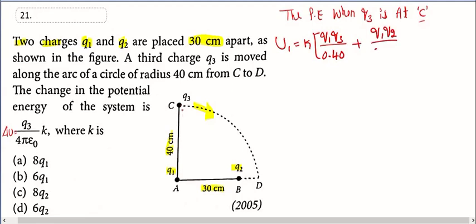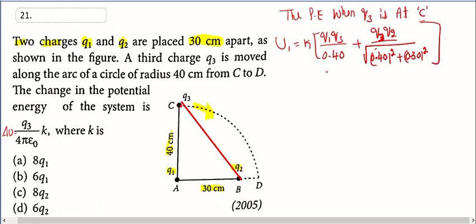So this is the distance. What is this distance? The distance of this one is equal to the square root of 0.40 squared plus 0.30 squared. Okay, so this is Q1 Q3 and this is Q3 Q2.